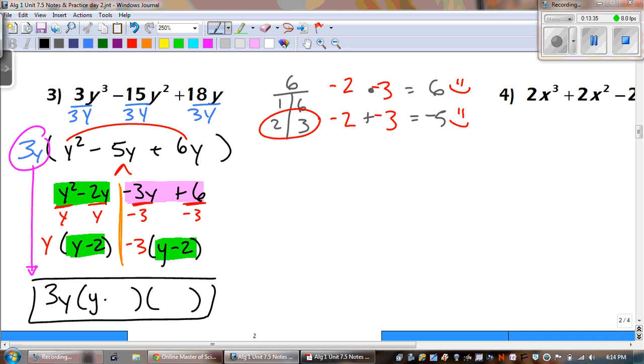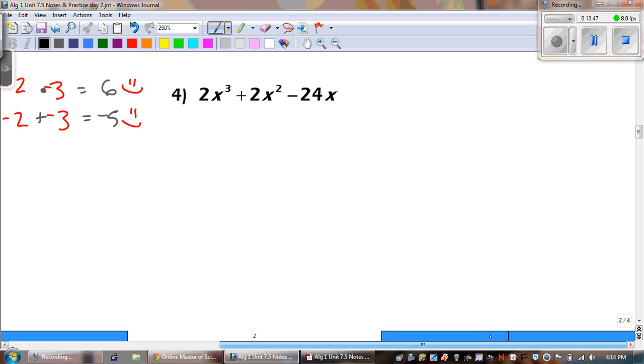So then we're left with a y minus 2 and y minus 3. You guys starting to get a hang of it now? All right, number 4, we're going to do the box method, okay?